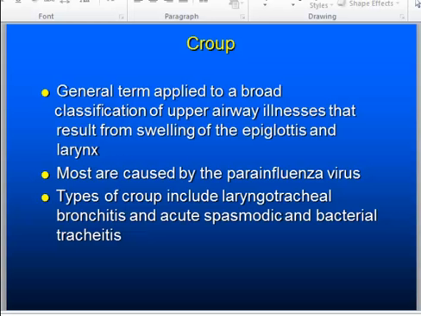Going to be talking about croup, which is a general term that's applied to a broad classification of upper airway illnesses that result from swelling of the epiglottis and the larynx. It's a group of conditions that's characterized by inspiratory stridor, a harsh, brassy, or croupy type cough, hoarseness, and varying degrees of respiratory distress. Most of the time, it's caused by parainfluenza viruses, and the types of croup include laryngotracheal bronchitis, acute spasmodic, and bacterial tracheitis. The one that we're going to talk about that's the most common is laryngotracheal bronchitis.